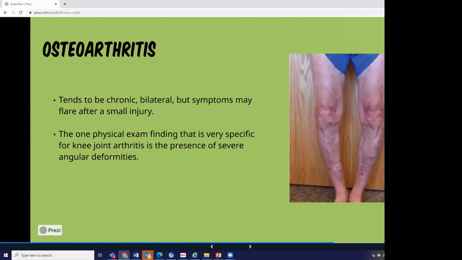Now, joint swelling, stiffness, tenderness, your patients may complain of all these symptoms, but this is not specific for osteoarthritis. The one physical exam finding that might be more specific for this is the presence of these severe angular deformities, either varus or valgus.